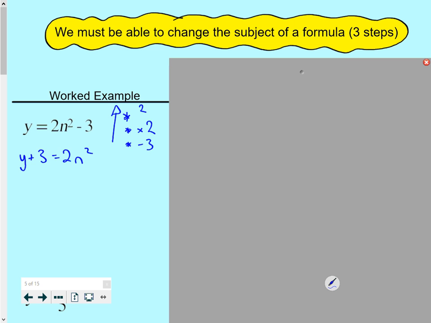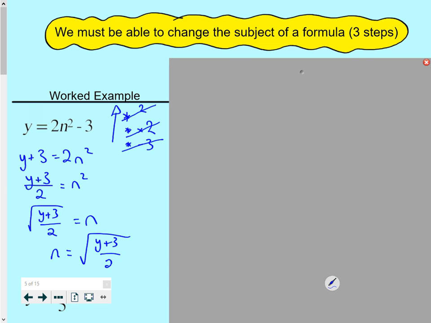Equals 2n squared. Now the next thing is timesing by 2. So the opposite of that, or the inverse, is going to be divide by 2. Now I'm going to divide everything by 2 on the left-hand side, so I'm going to write it as one big fraction, equals n squared. And the last thing, the inverse of squaring, is square rooting, and you must make sure that you are square rooting everything. So it's a big square root with everything underneath, and that equals n. And then I rewrite it with n on the left-hand side, square root of y plus 3 all over 2.